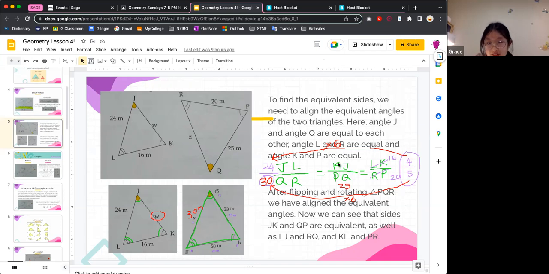Yeah, 20. Good job. Just come into the chat. All right, so 20. So we know that this is 20 meters long. And yeah, that's how we use similar triangles to help us work out side lengths.